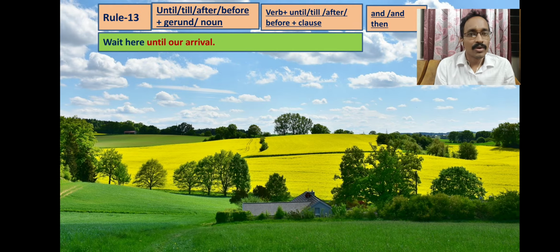See, wait here until our arrival. So here you see our arrival is there, until our arrival. This is one simple sentence, and here until is there. So what should we do? We will make two clauses, and those two clauses will be joined with the conjunction until. But in this simple sentence, until acts as a preposition, because our arrival is a noun phrase.